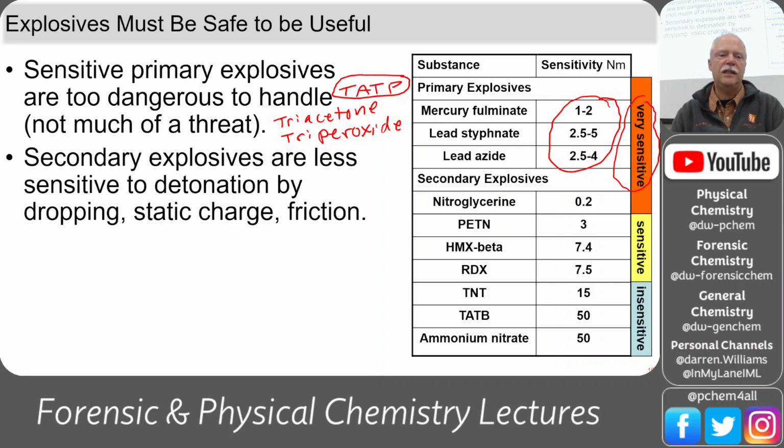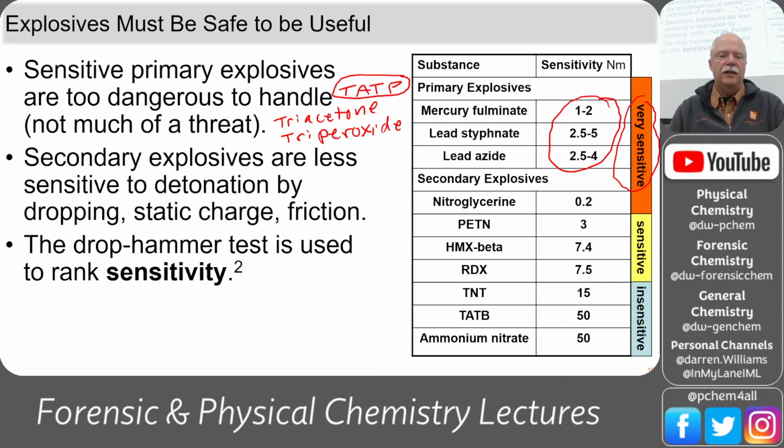Secondary explosives are less sensitive to detonation by dropping, static charge, friction, or firing pins, and so on. So this drop hammer test is used to rank sensitivity. That's what's going on here. But notice this one, nitroglycerin. That's the one that, at least in this list, is really too dangerous to handle. That'll kill you fast. But they've blended it with other things to make it less sensitive.